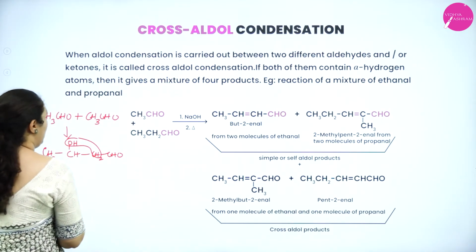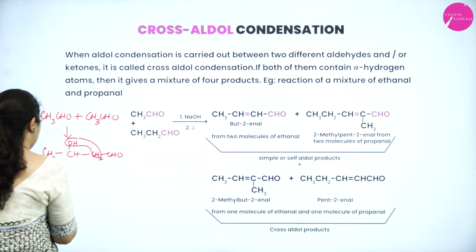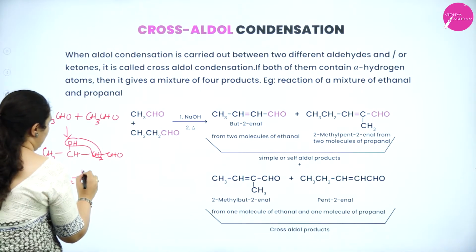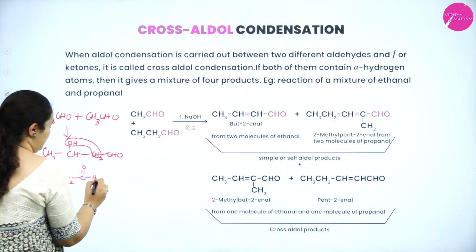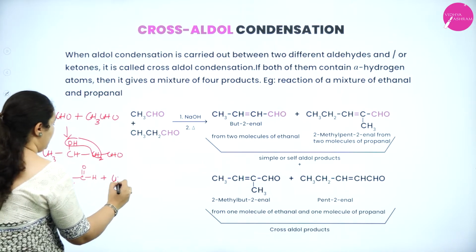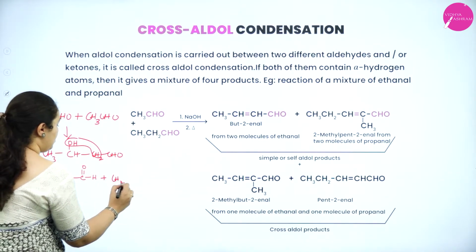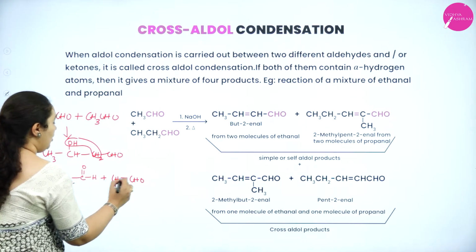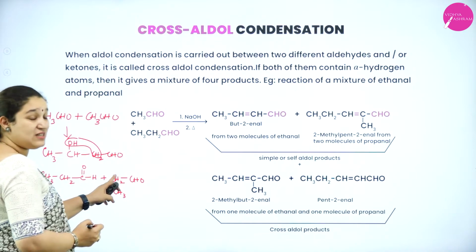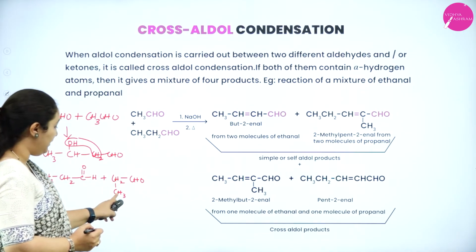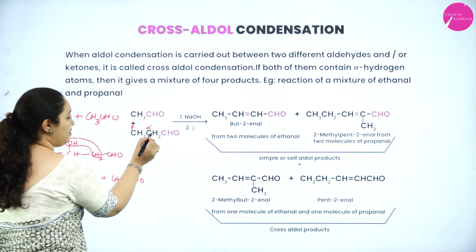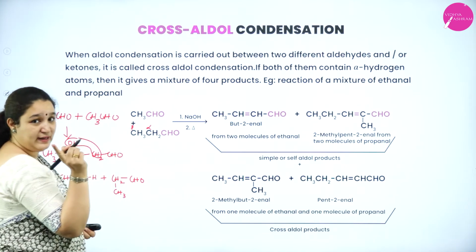Next one is when CH3CH2C double bond OH plus CH3CH2CHO. Why did I write it this way? Because it is the alpha hydrogen. This is beta. This is alpha. See, this is alpha, this is beta hydrogen. So, from here only it has to react, not the beta hydrogen.